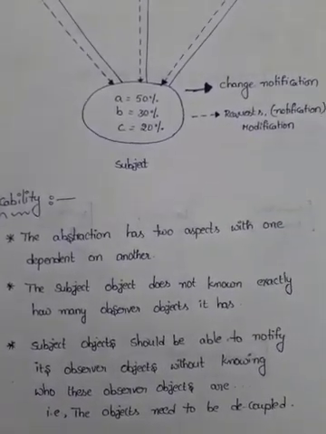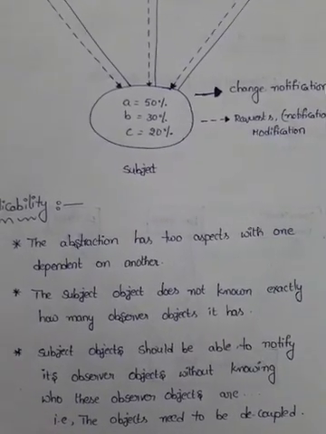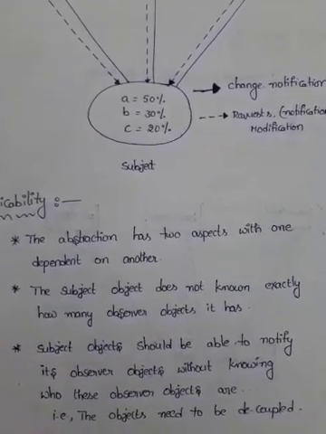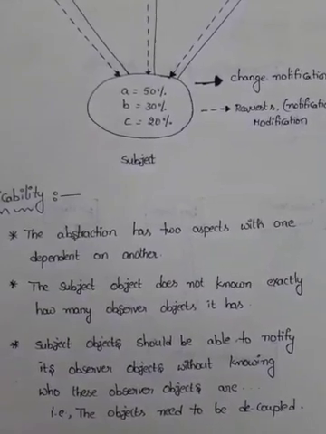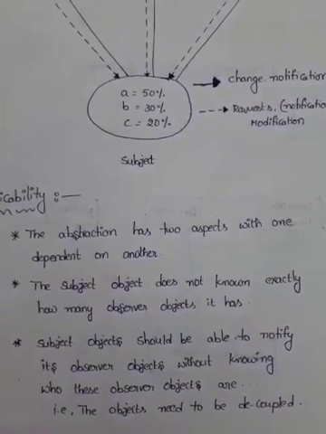The abstraction has two aspects, with one dependent on another. That means when an abstraction has two aspects, one dependent on the other, we encapsulate these aspects in separate objects so that we can vary and reuse them independently.